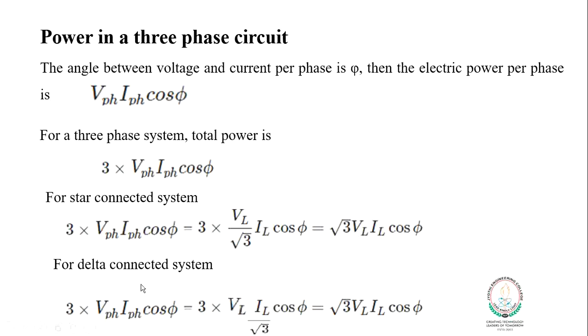Now coming to the delta connected system, we know that the power in a three-phase circuit is 3 V phase I phase cos phi, that is equal to 3 into, we know that in delta connection, phase voltage and line voltage are the same. So instead of this V phase, we can substitute VL, and phase current is equal to line current by root 3, into cos phi, that is equal to root 3 VL IL cos phi. So the expression for power in a three-phase circuit is root 3 VL IL cos phi, or 3 into V phase I phase cos phi. So that is the expression for power.